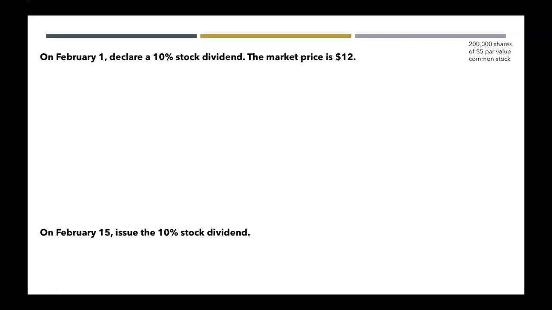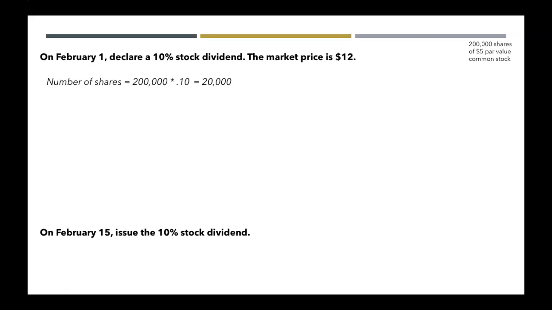The first thing is to figure out how many shares we are going to be handing out in this stock dividend. So we take the number of shares outstanding, the 200,000, and multiply it by 10%, or 0.10. We'll see that that comes out to be 20,000. So in this stock dividend, we are handing out 20,000 shares. Now we can start the journal entry here for February 1st.